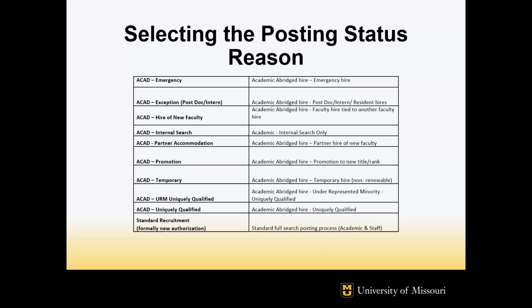All the others that say a CAD at the beginning are abridged hire options. A CAD exception / postdoc intern, that should only be used for, of course, postdocs or let's say vet med residents, intern match programs. The rest of the options listed are all other academic hires, academic abridged hires. You should select whichever one matches what was selected on the abridged hire justification form that you will upload under the attachment section. And they're pretty self-explanatory.